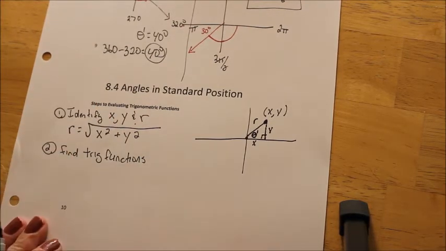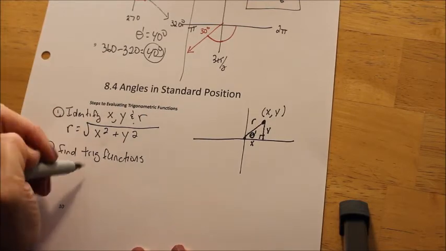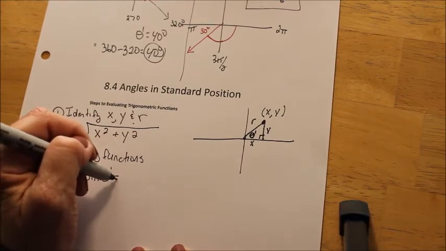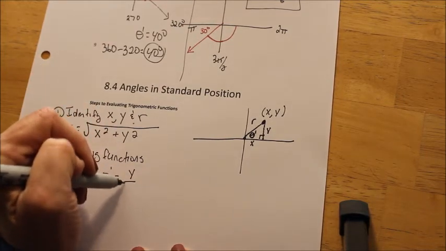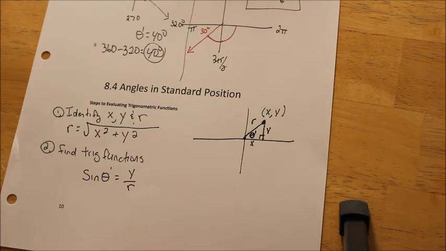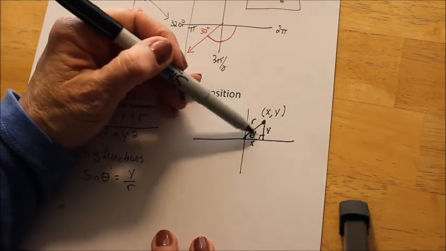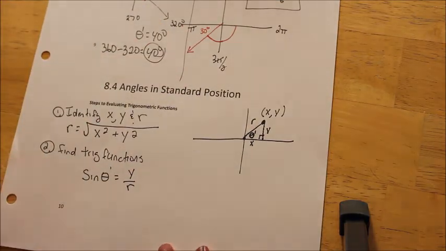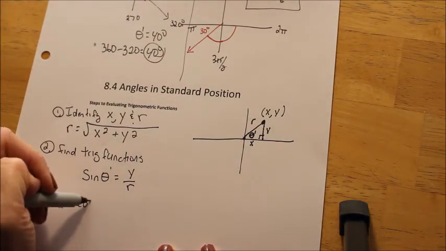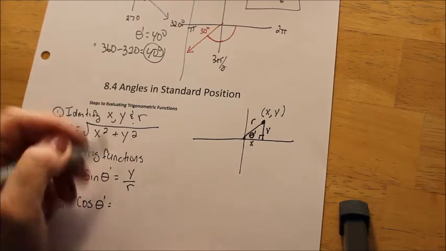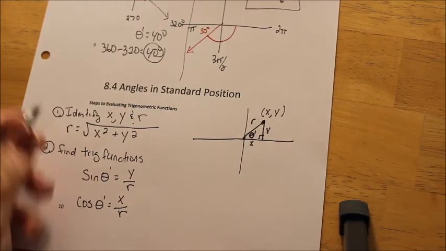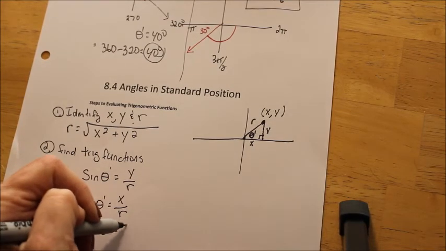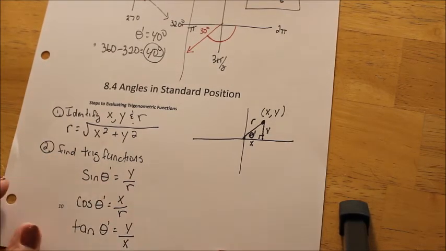So let me give you all 6. The sine of your reference angle is going to be equal to y divided by r. Where does that come from? Opposite over hypotenuse. Remember, SOHCAHTOA. The cosine of your reference angle is going to be x over r. The tangent of your reference angle is going to be y over x.